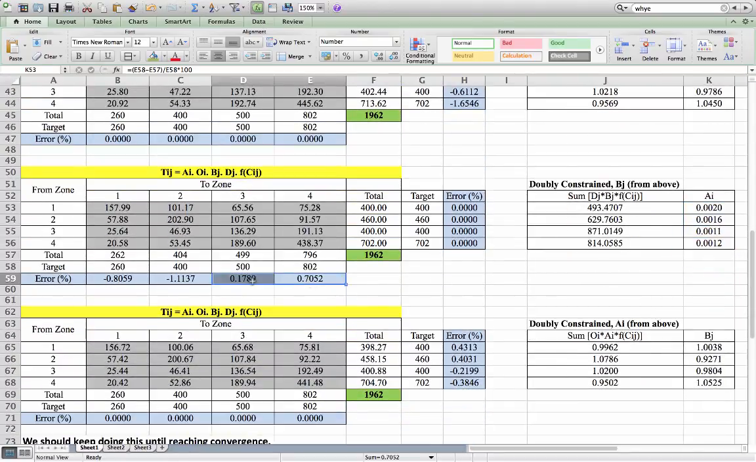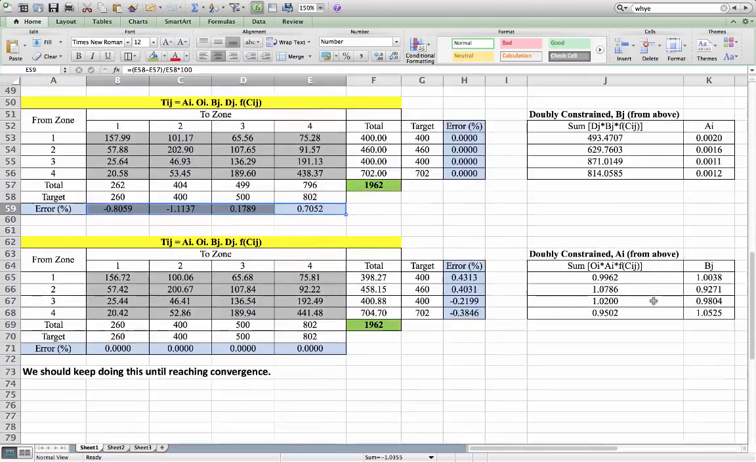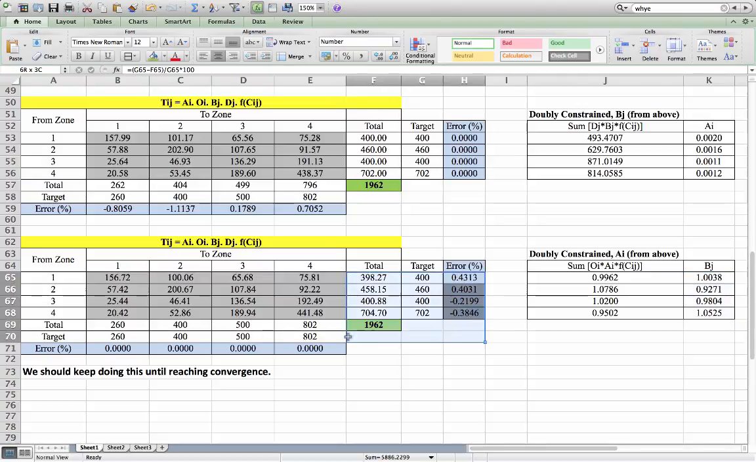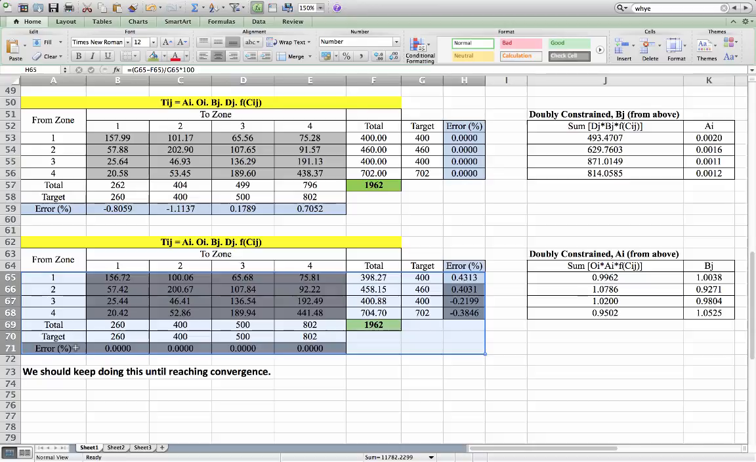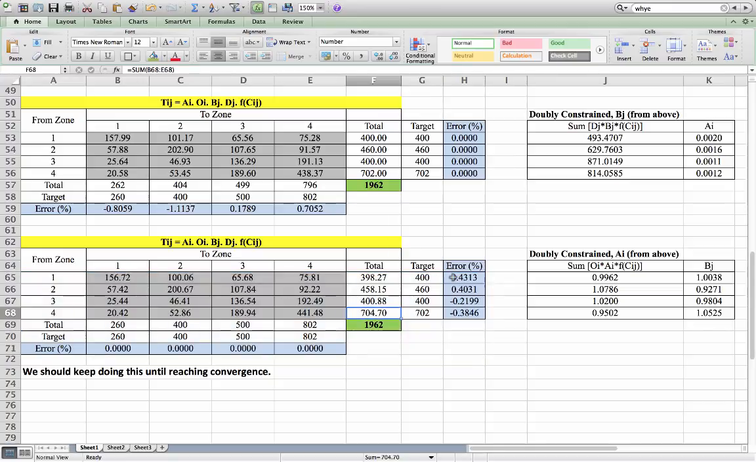You see the errors are going down. We do it for another iteration. Again, we calculate Bjs, Ai coming from the previous iteration, where the error is actually pretty small. And that's where we probably are reaching convergence, and that's where we stop the iterative process. With this level of errors, I'm happy, therefore I accept these Tij values, which are the output of the trip distribution model.